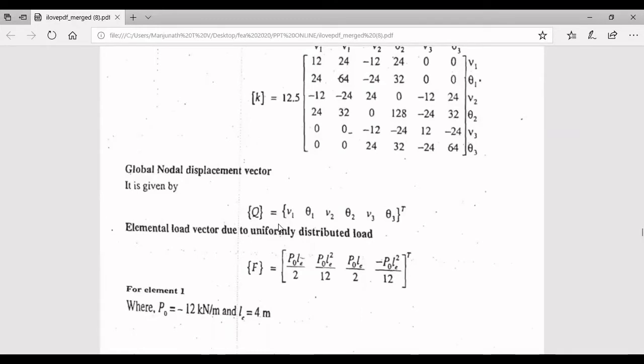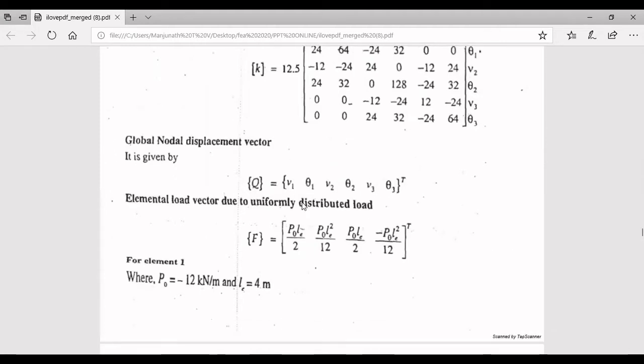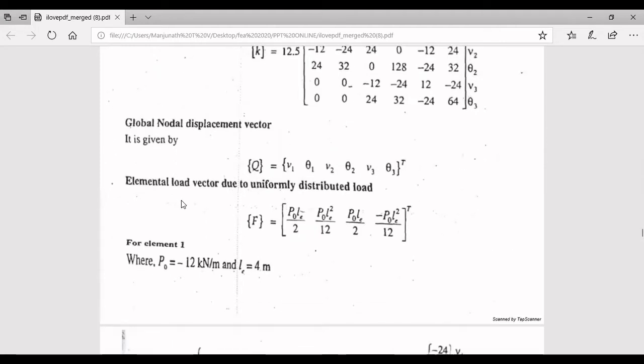Each node has 2 degrees of freedom, so there is a possibility of having two displacements. For the three nodes, we can have 3 into 2 nodal displacements. At node number 1, V1 theta 1, at node number 2, V2 theta 2, at node number 3, V3 theta 3. So this gives the overall global nodal displacement vector. Similarly, take the load vector.